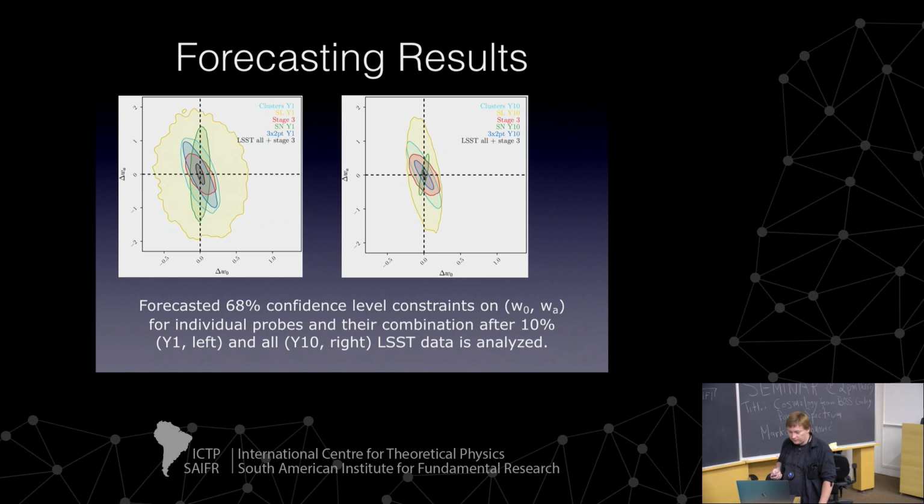major tasks. Okay, and then the two forecasting results, and what is shown here is the 68% confidence level in the W0 WA plane, and that corresponds to everything that you can see here. For this is year 10 and this is year 1, and I put them on the same scale such that you can see the improvement. So already year 1 is going to be really interesting.